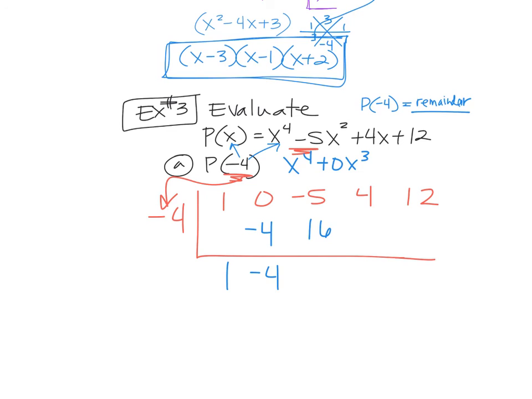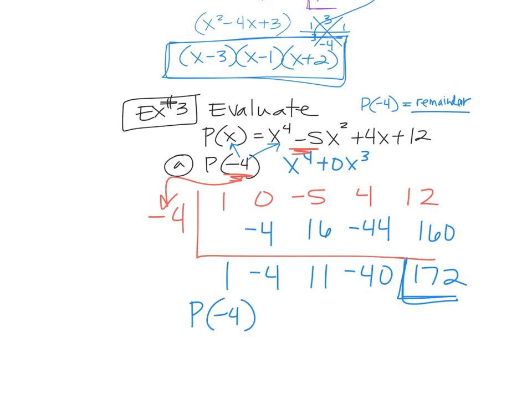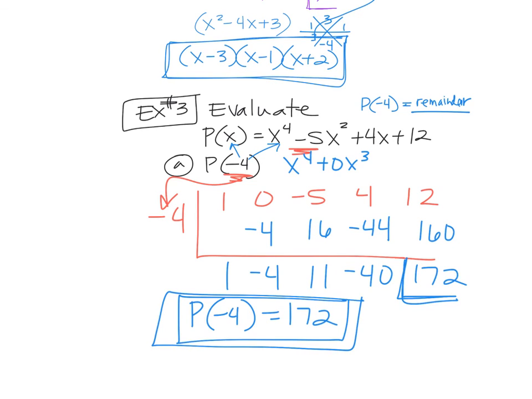Okay? Negative 5 plus 16 is 11. What'd you get? The remainder of 172. Good. Negative 4 times 11 is negative 44. Add those together. You get negative 40. Negative 4 times negative 40 is a positive 160. Add those together. You get a remainder of 172. So P of negative 4 is 172. Good.